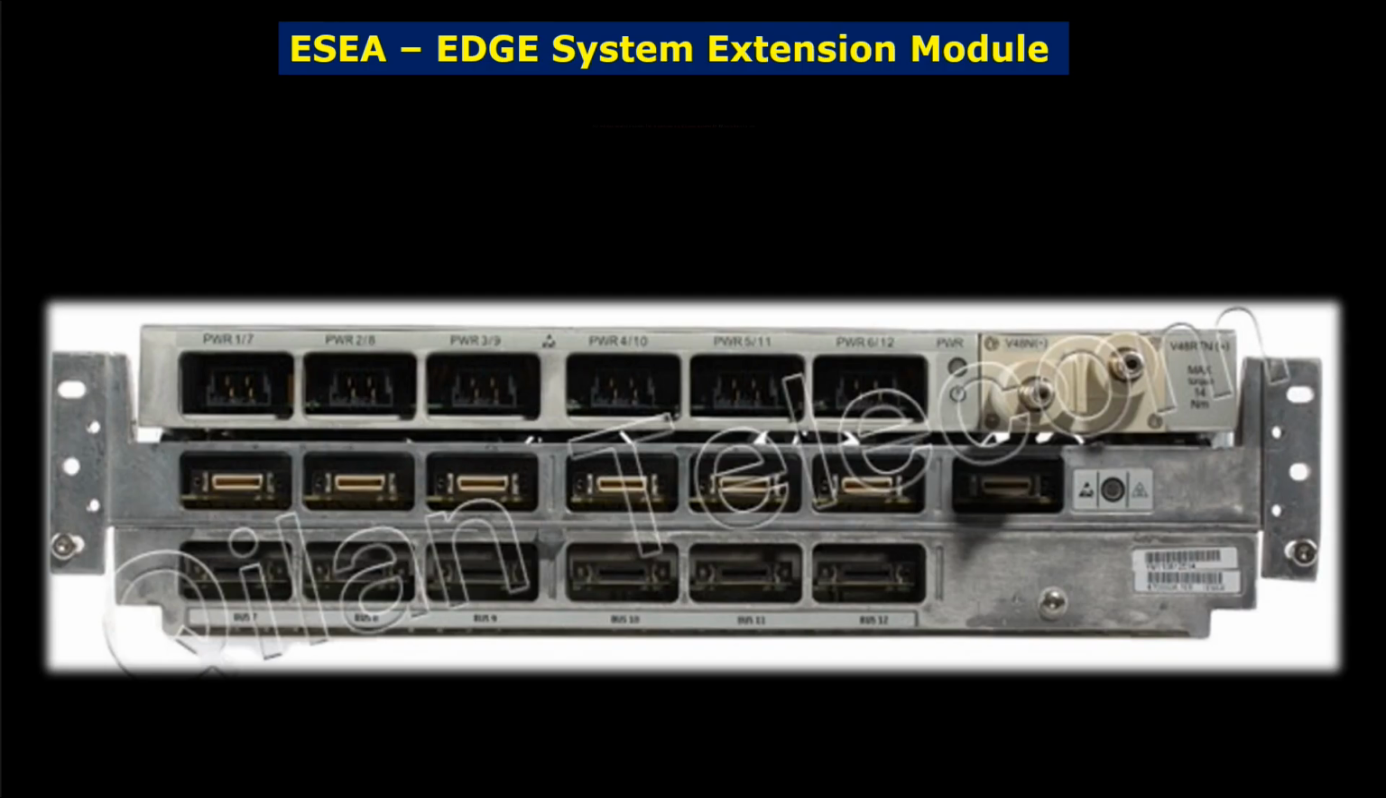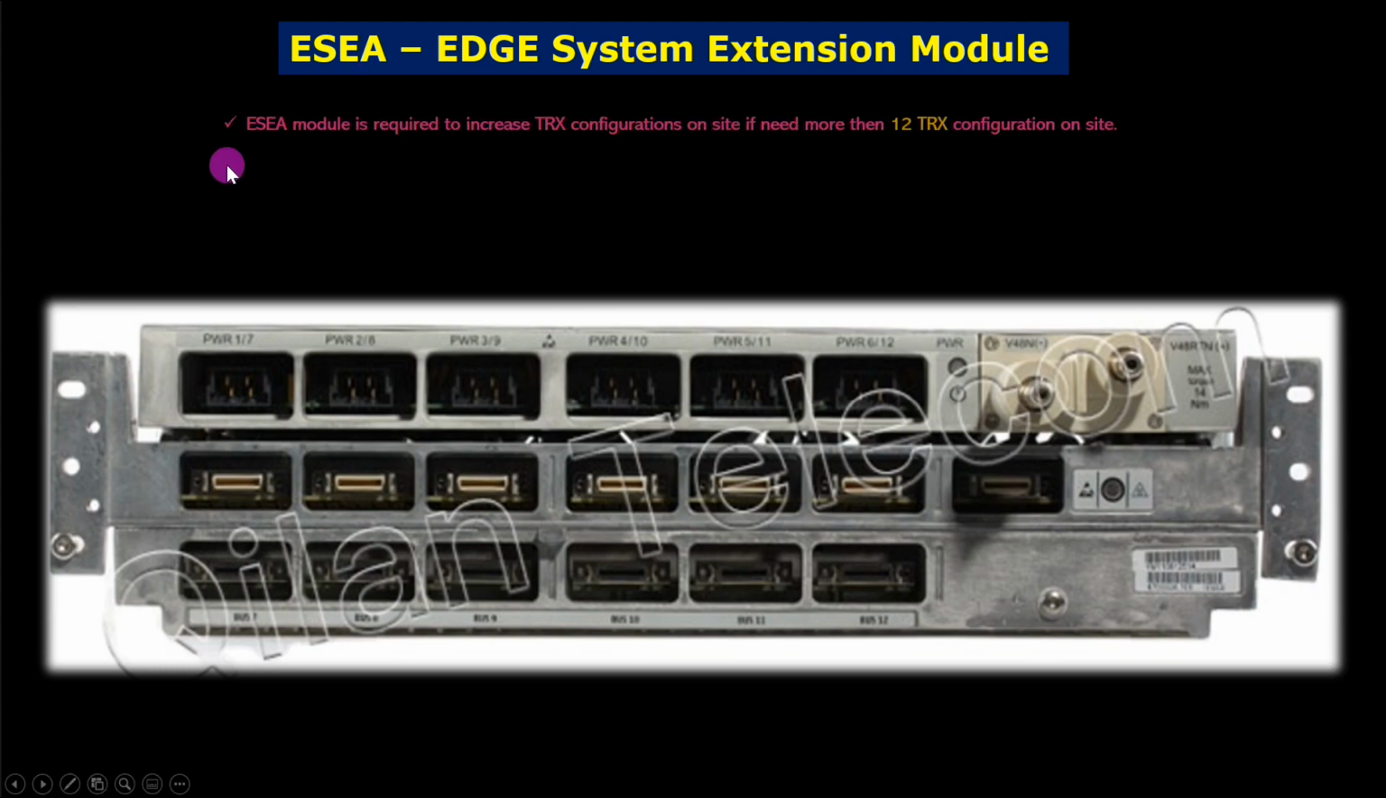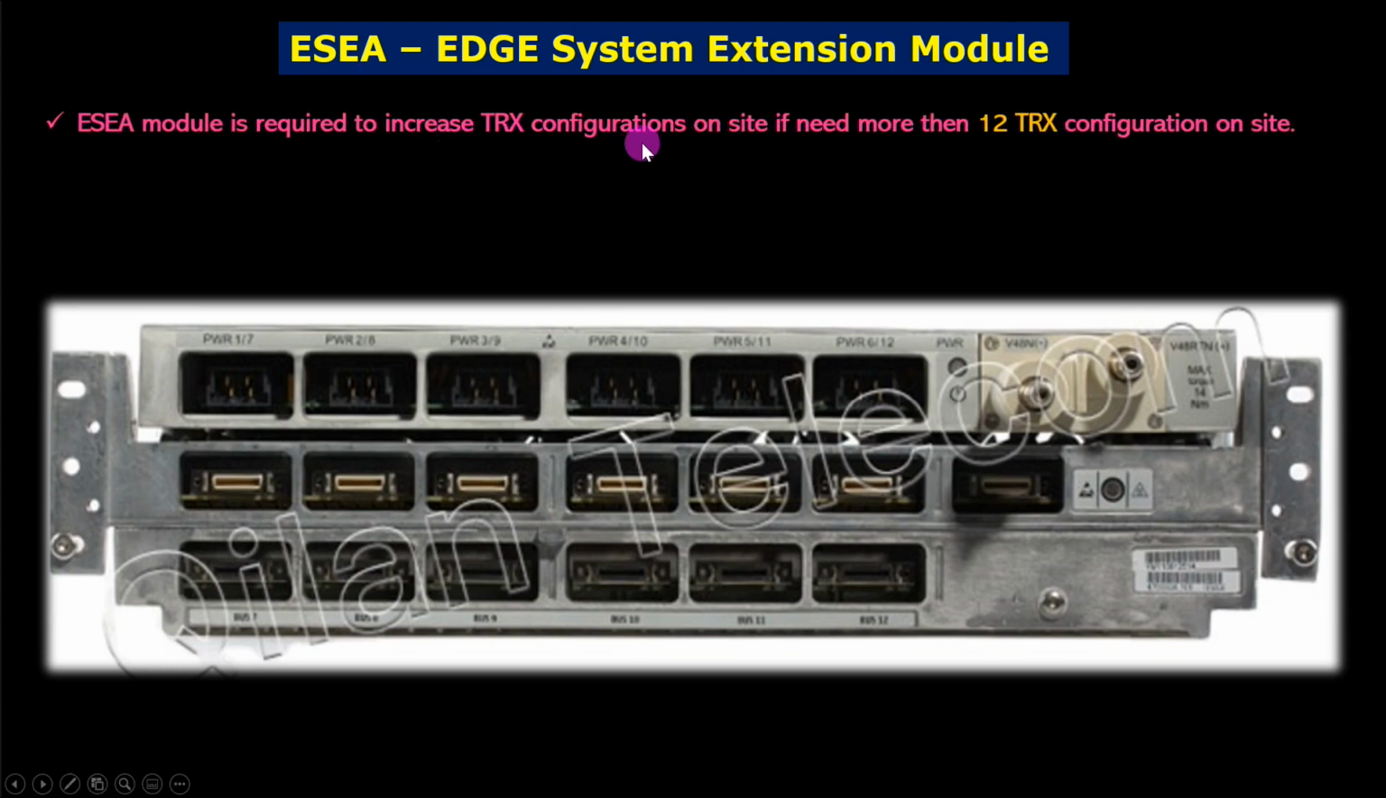So guys, we can see here the ESA module is required to increase the TRX configuration on site if we need more than 12 TRX. As I told, if we need more than 12 TRX configuration on site, then we need to install the ESA card. Up to 12 TRX we can take from ESMA. If we have only 12 TRX, then we can use ESMA only. We cannot install the ESA card, and we don't need it on site.